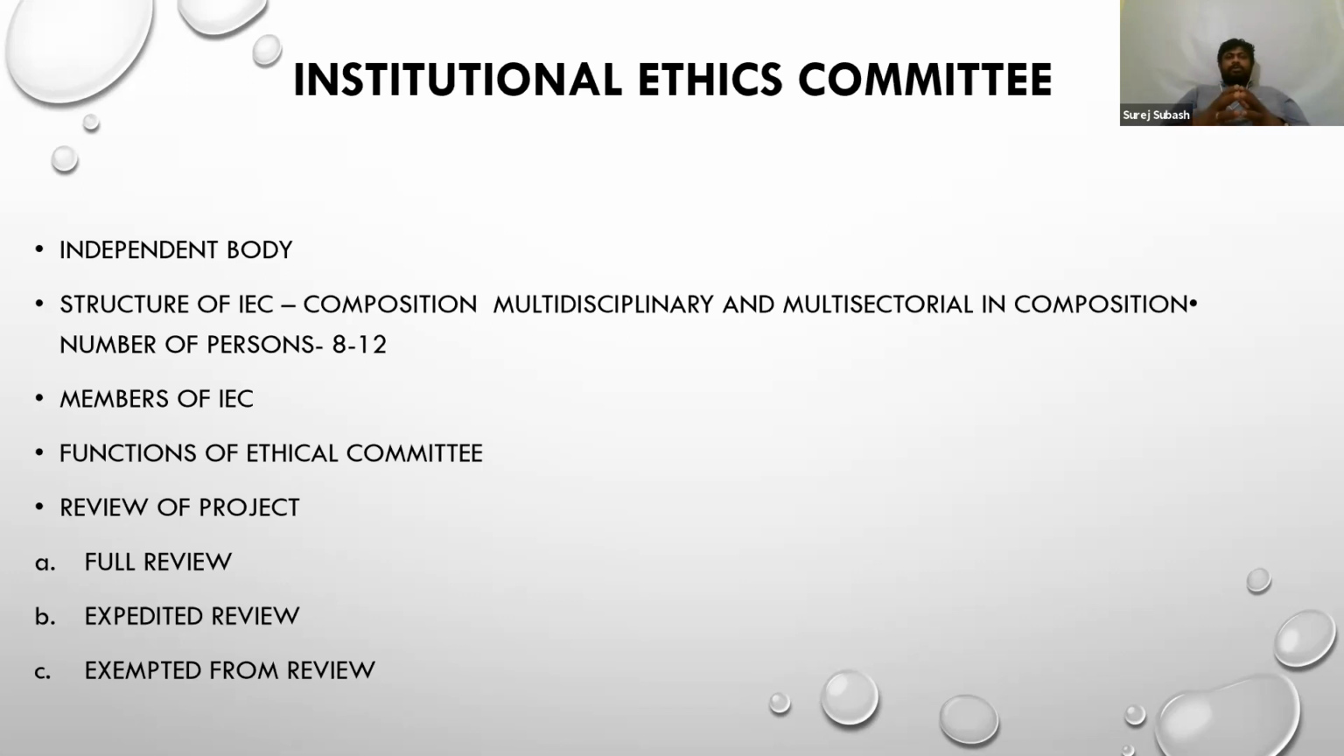Suppose I put up a project, the institutional ethics committee will go through it and see whether everything is ethically correct, and then they'll approve or not approve my study. The institutional ethics committee is multidisciplinary and multi-sectoral in composition, and it should contain 8 to 12 people. As for the members, the chairperson should usually be a person from outside the institute. There should be 1 or 2 medical scientists and 1 or 2 clinicians from different institutes. There should be 1 legal expert, someone who has passed LLB, or a judge or someone retired.